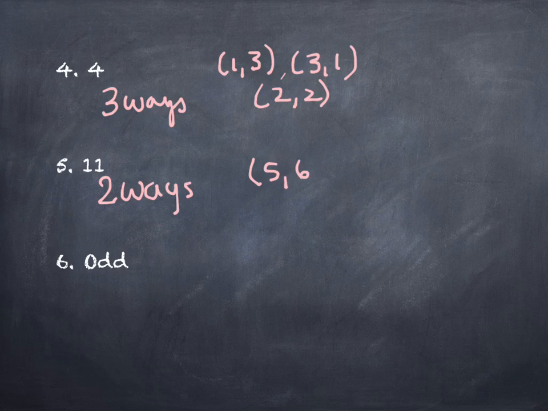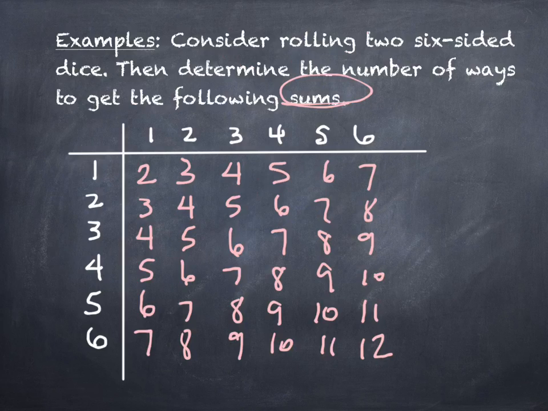Yeah, 6 and 5 or 5 and 6. I mean, there's just no other options, right? How about odd? That actually takes a little bit more work to count because it's not a specific one number you're looking at. How many odd do you have in this table?